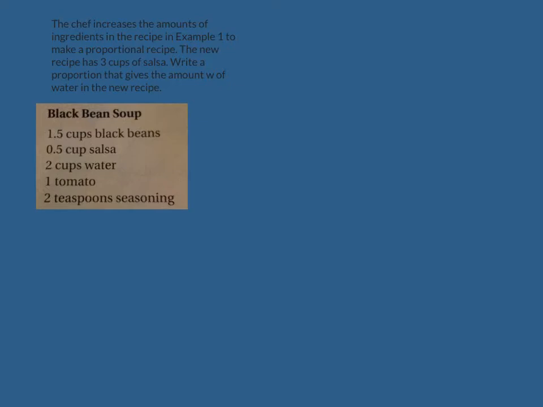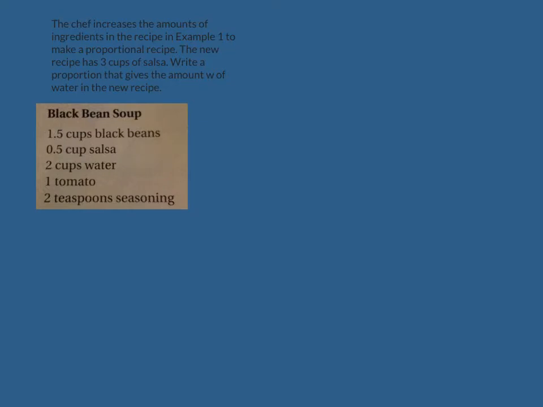The chef increases the amounts of ingredients in the recipe in example 1 to make a proportional recipe. The new recipe has 3 cups of salsa. Write a proportion that gives the amount w of water in the new recipe. Without the table, we can just make the proportion already.